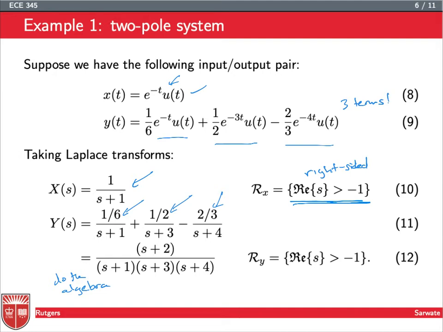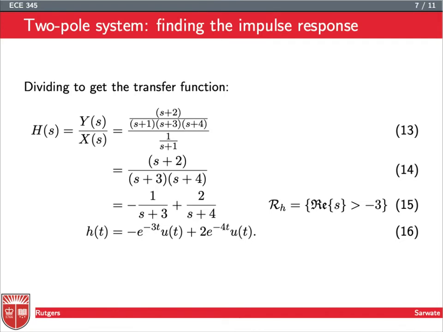Again, we need the ROC to have no poles in it. So we're going to choose the rightmost pole, which is at minus 1, and we're going to say the ROC contains everything to the right of this pole. Note that we have a 0 at minus 2, but it doesn't matter because ROCs can contain zeros. So now we get to step 2. Step 2 is just dividing Y of s by X of s to get the transfer function.